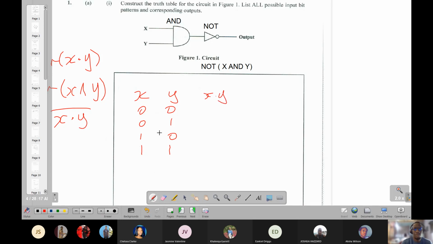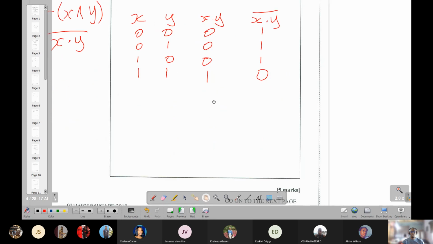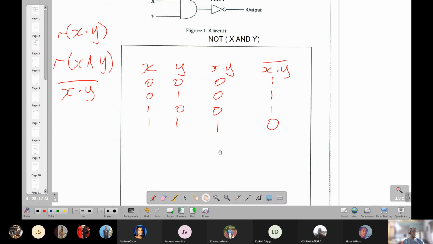All right, so we have X and Y, and we have X AND Y, and we know that the only way that we get a positive here is in the instance where both are true. So we end up with 0, 0, 0, 1. And then for NOT (X AND Y), we'll end up with 1, 1, 1, 0, which is just the inverse of the X AND Y value. So this was the first question here. Most of you handled that pretty well.